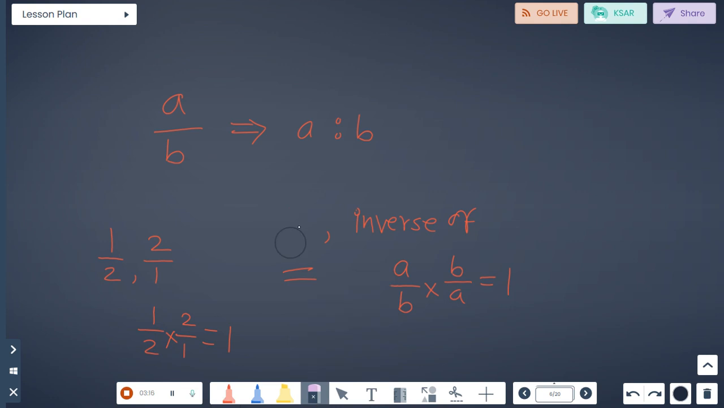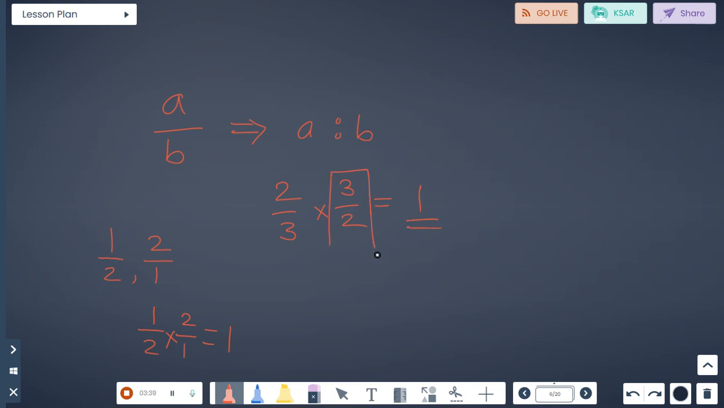If you have to find the inverse of 2 upon 3, it is simply 3 upon 2, because after multiplying 2 upon 3 by 3 upon 2, we get the value 1. So 3 upon 2 is the inverse of 2 upon 3 and vice versa.